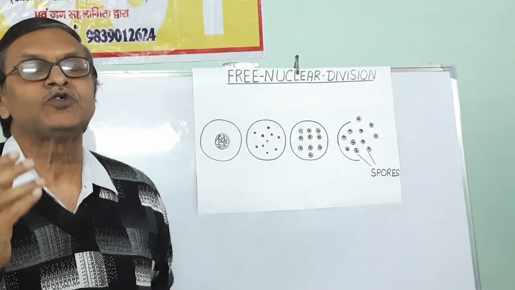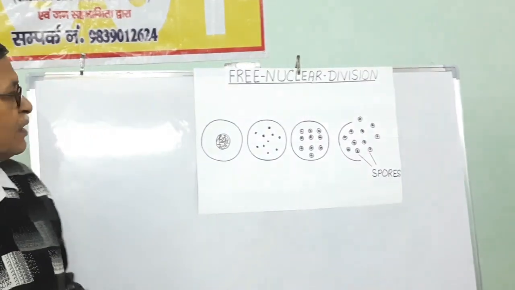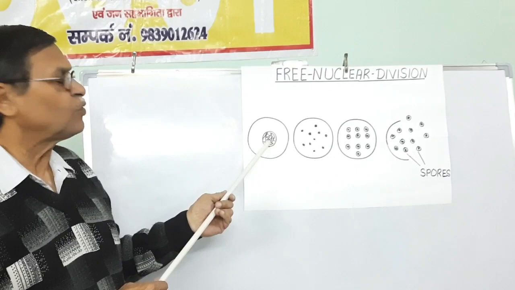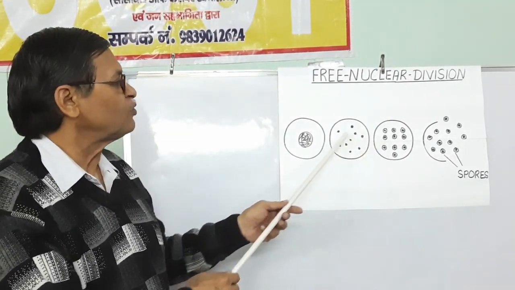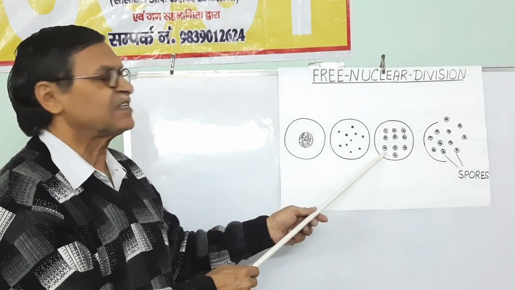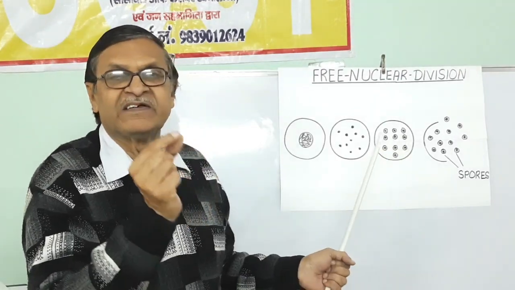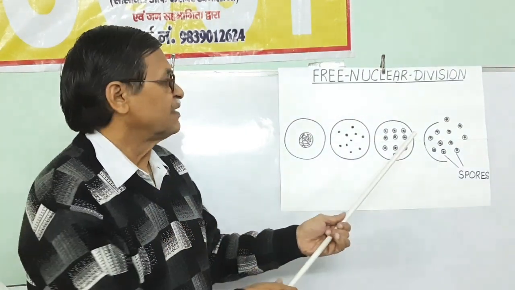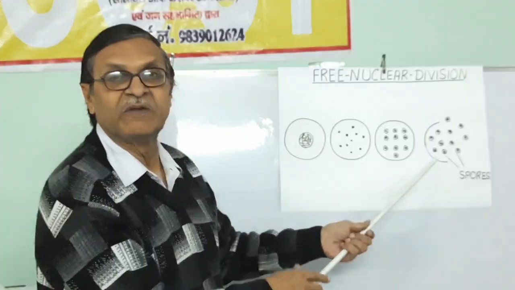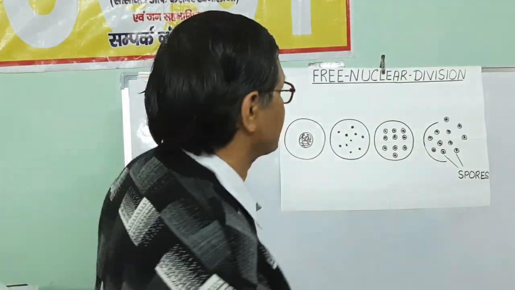In some of the sporozoan parasites, this type of division takes place, where you can see here the nucleus breaks into many pieces, and around each piece some of the cytoplasmic material gets accumulated. They form a small cell-like structure called spores. When all these spores are formed, the parent cell membrane is destroyed and all these new spores come out of the cell. Now we will talk about mitosis and meiosis.